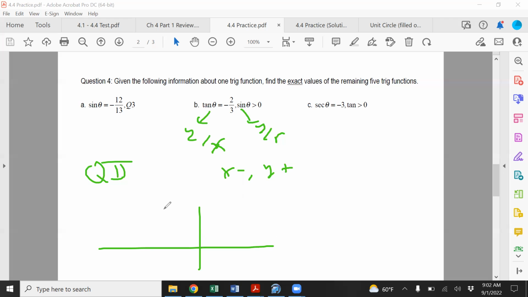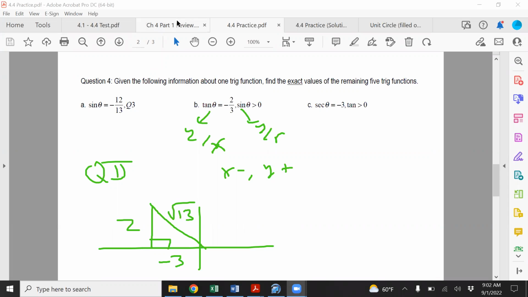Let's see here. So Q2, I've got this. That's -2 and 3. Opposite over... Nope, I didn't get it. 2 over -3, my bad, because x is negative, y is positive. And then that's root 13, by the way. Then you just do the rest, right? You do y over r, x over r, all that stuff.